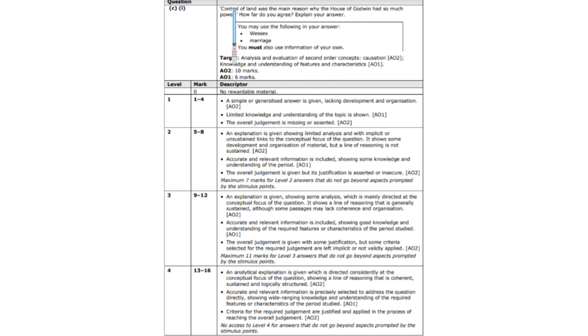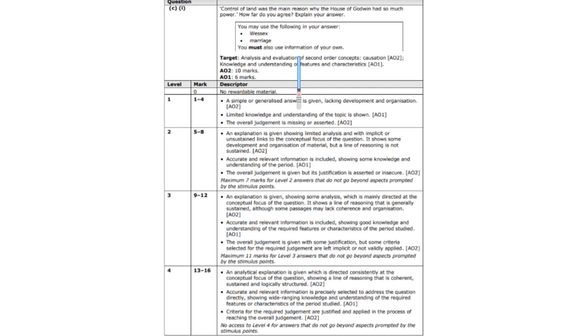So in this question, it says control of land was the main reason why the House of Godwin had so much power. How far? To what extent? How much? Do you agree? You will see on this one then that AO2 and AO1 are not awarded equally. They are looking for your analysis and your evaluation. That is key for an essay.